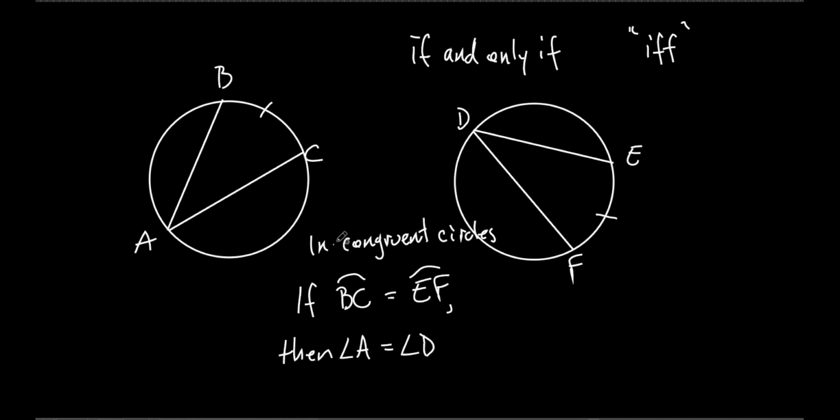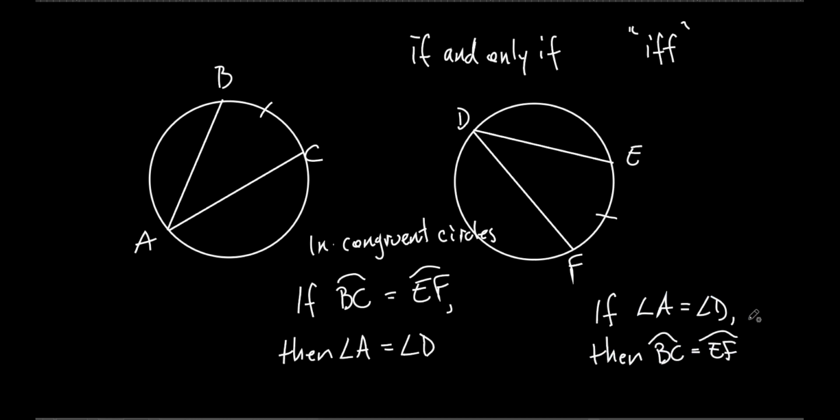So what it says is, in congruent circles, if the arcs are equal, then the angles are equal. If and only if means I can switch the if and the then. So then what can we say? If the angles are equal to each other, then the arcs are equal.